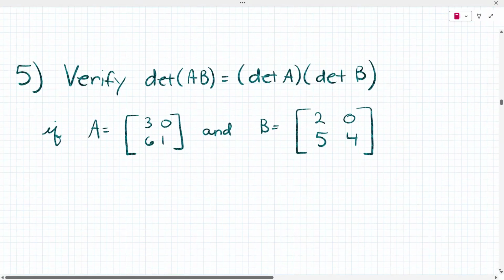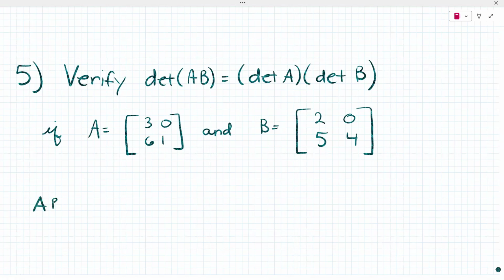Number 5 says verify that the determinant of AB is equal to the determinant of A times the determinant of B. If A is the 2 by 2 matrix 3, 6, 0, 1 and B is the 2 by 2 matrix 2, 5, 0, 4, verify that determinant of AB. Okay, so if you multiply those two matrices, AB is equal to this. So we're not finding the determinant yet, we're just multiplying the matrices A and B.